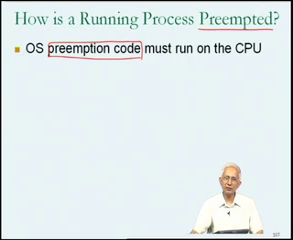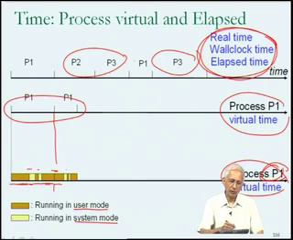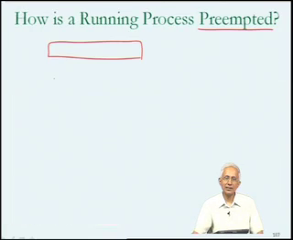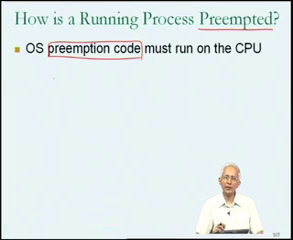But in order to achieve the preemption, for this to happen, the operating system must be running. The instructions of the operating system must be running. But unfortunately, process P1 is running, and process P1 will continue to run until it is preempted. Hence the problem. How can the operating system run its preemption code before process P1 has been preempted? See, until process P1 is preempted, process P1 occupies the CPU. So this is the nature of the problem.